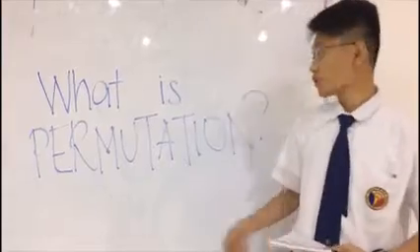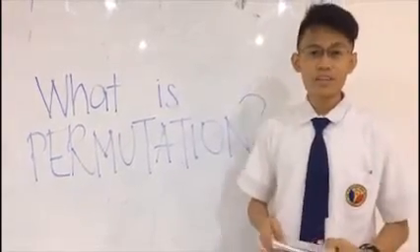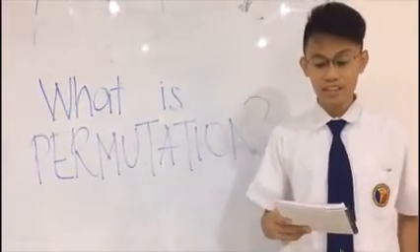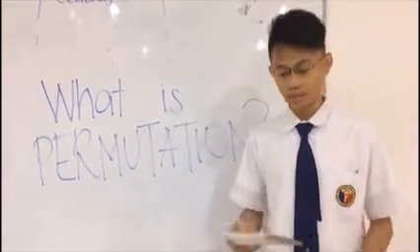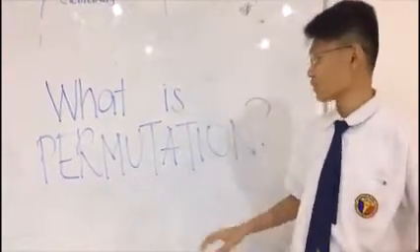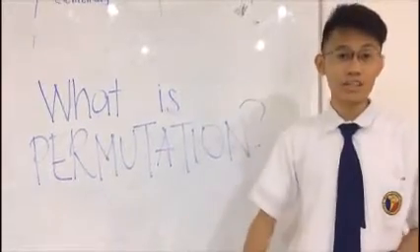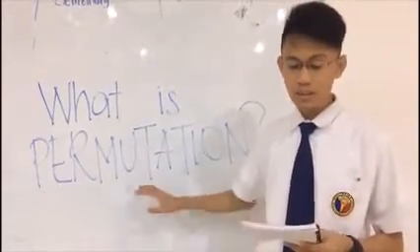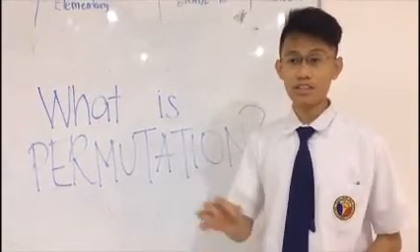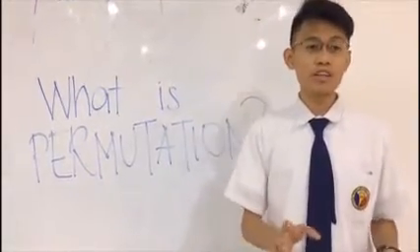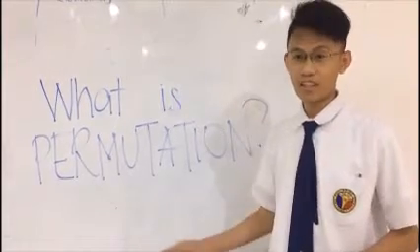Hi. So, what is permutation? Permutation is the act of changing the arrangement, especially the linear order of a set of items. So, what is the difference between permutation and combination? For an easy way to understand this, if the order doesn't matter, then it's combination. But if the order matters, it's permutation.